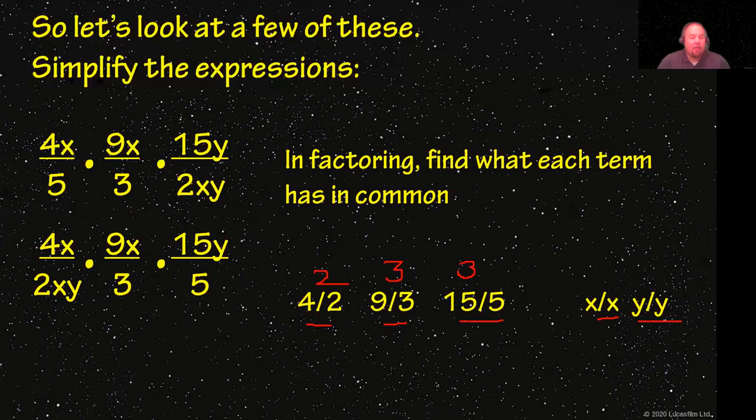So across the top, I'm going to have 2 times 3 times 3, and I cancel out an X, a Y, and a Y. I'm left with one X that doesn't get canceled out. So 2 times 3 times 3 gives me 18, and then there's an X. That's all that's left when I reduce it. Now all I have to do is multiply those numbers, and it leaves me with 18X.